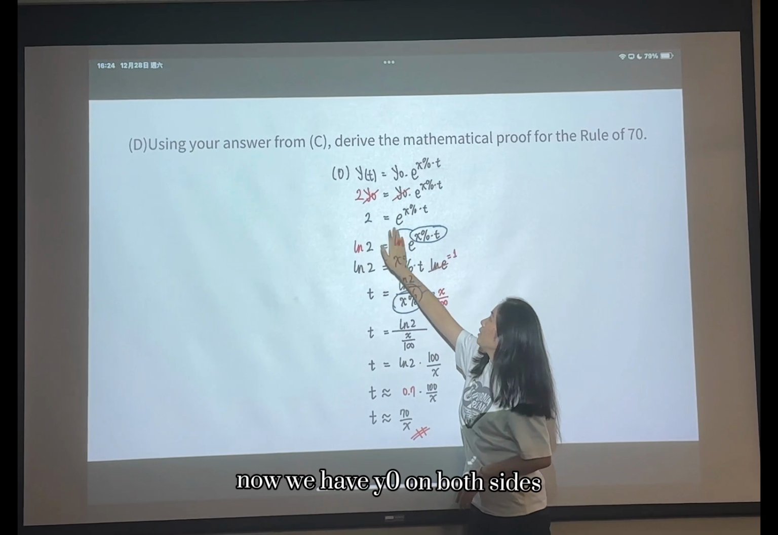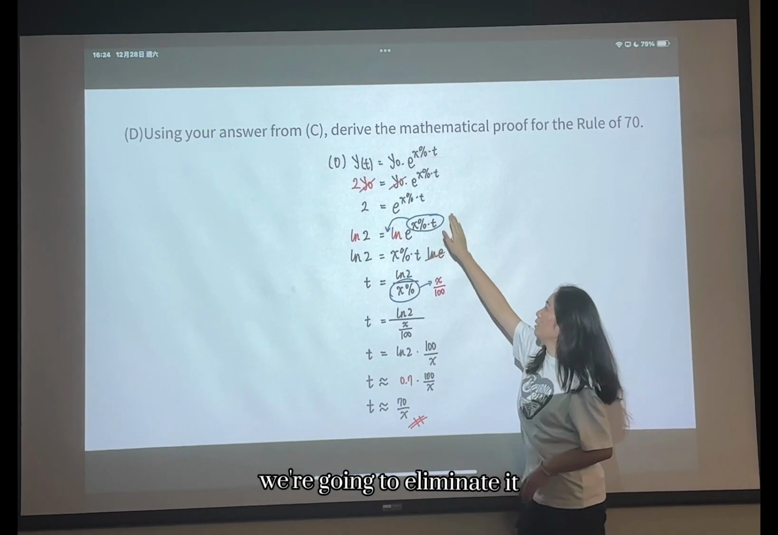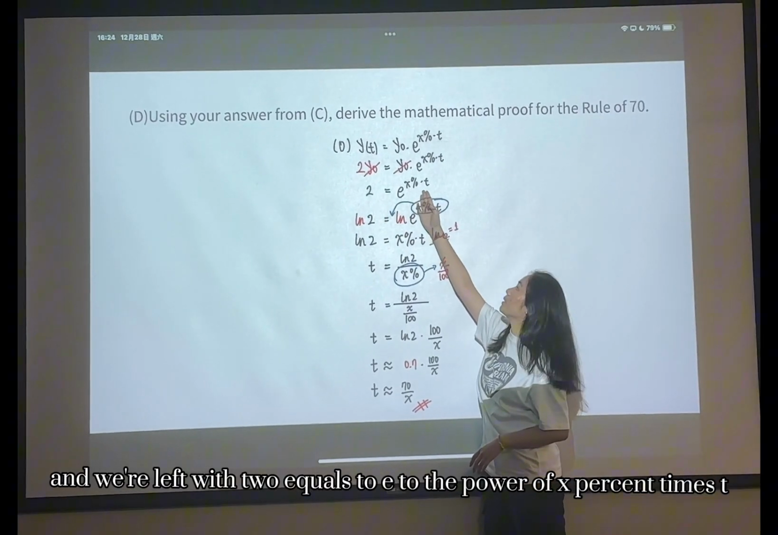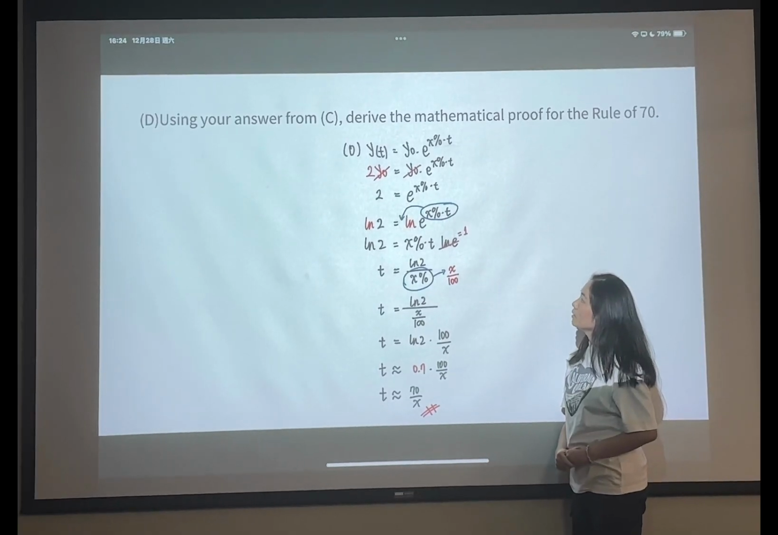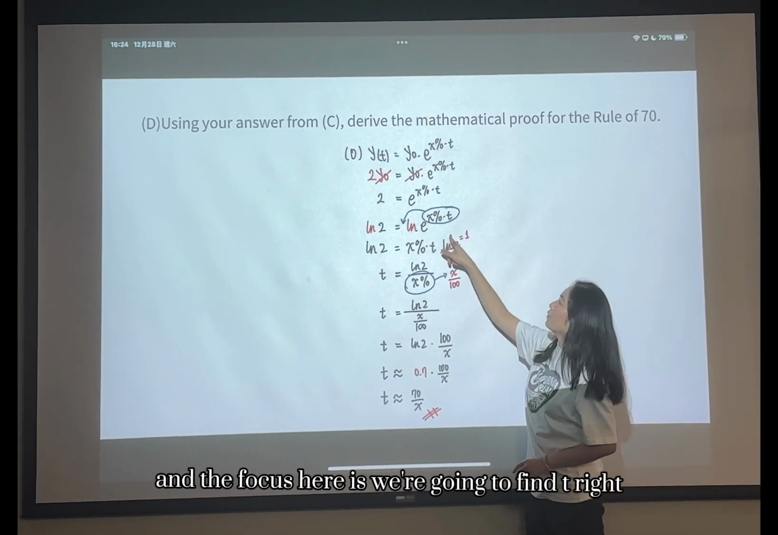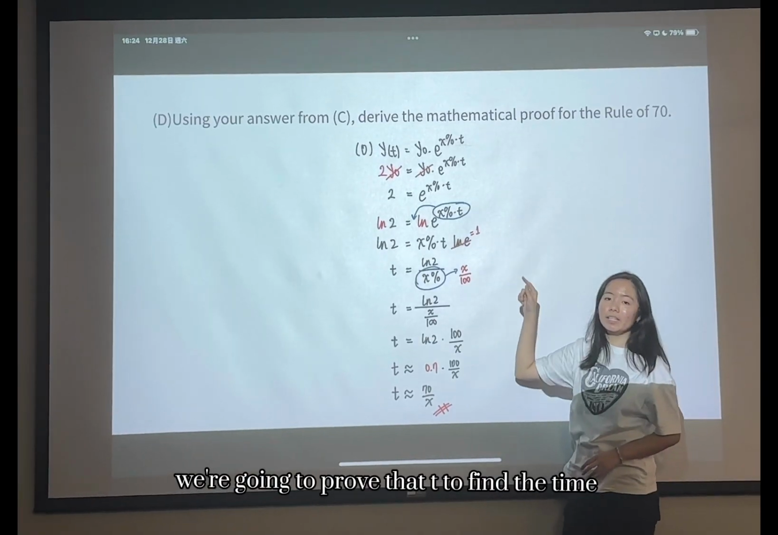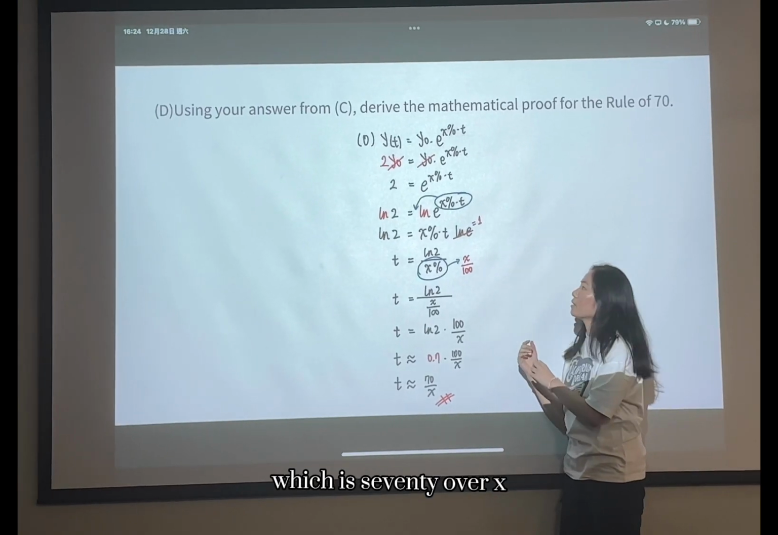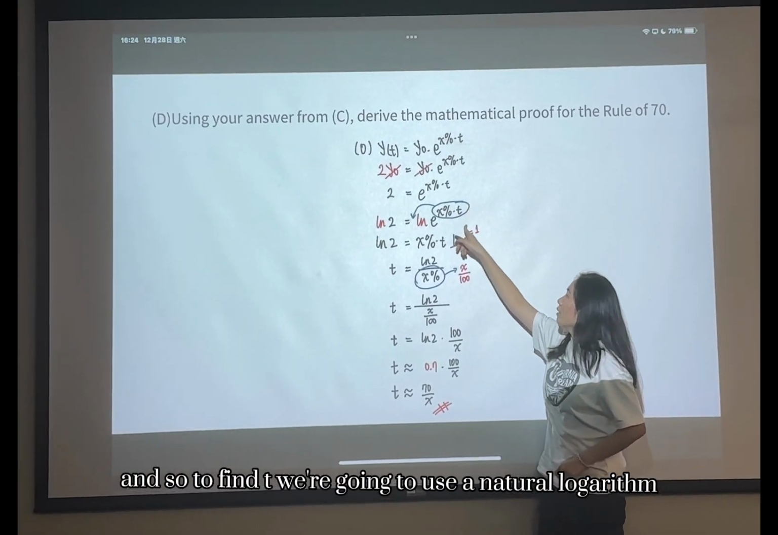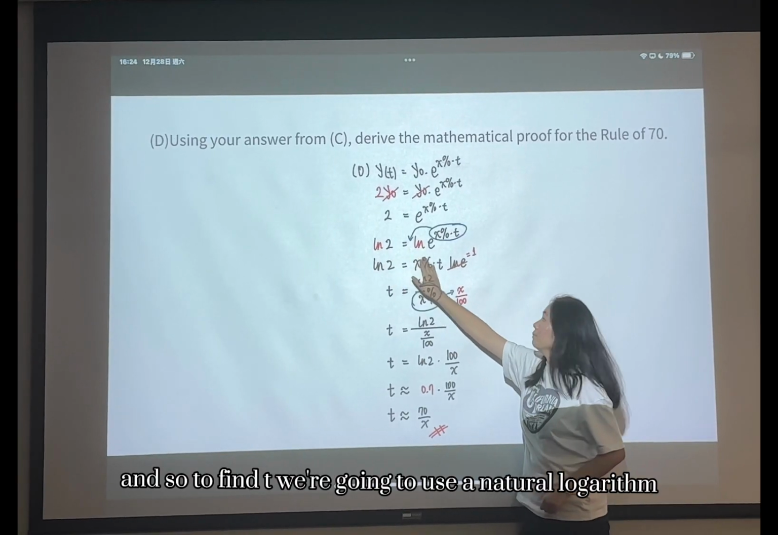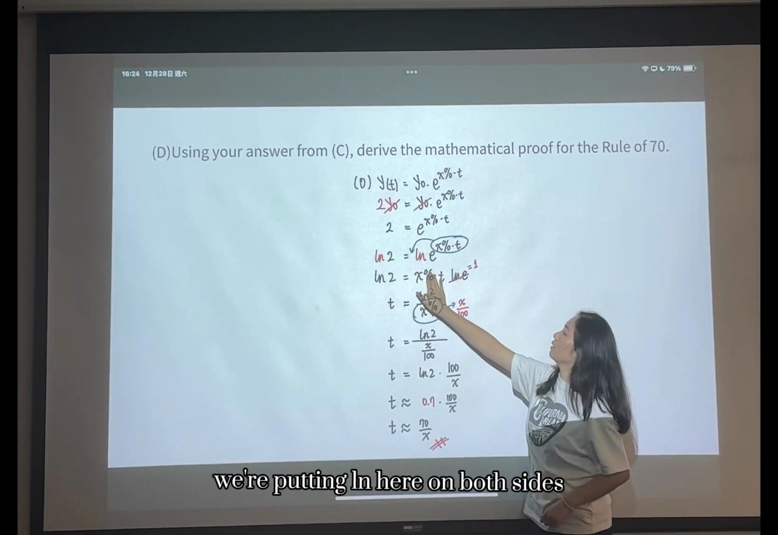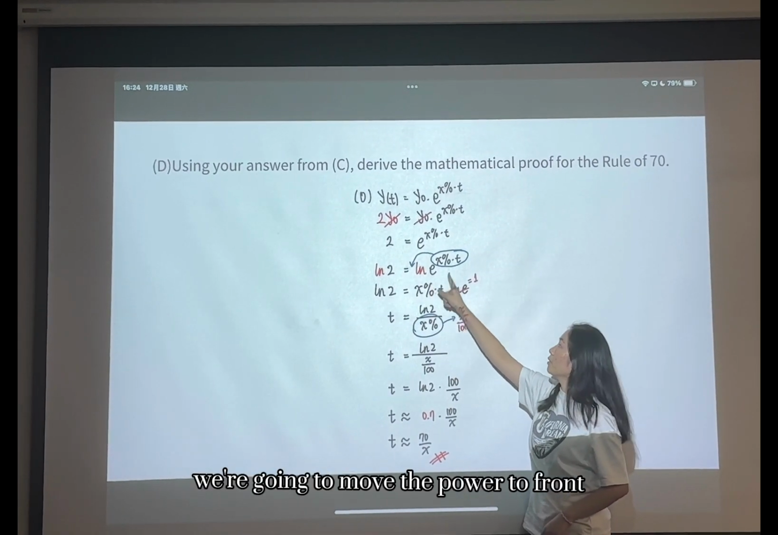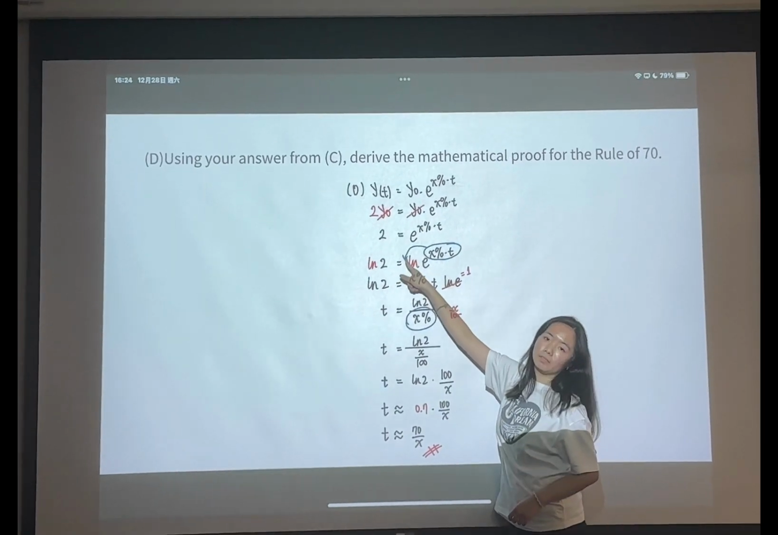Now we have y0 on both sides, so we divide and eliminate it. We're left with 2 equals e to the power of x% times t. The focus here is to find t. We're going to prove that to find the time, we need the rule of 70, which is 70 over x. To find t, we use the natural logarithm, putting ln on both sides.